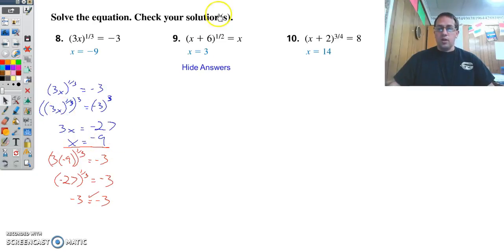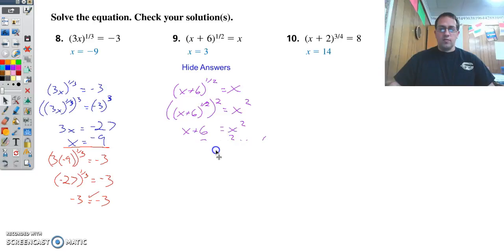So there it is. On the second one, let's take a look at this. Number 9. Again, we don't have to isolate the power because it's already all by itself. It doesn't have anything being added or multiplied to it outside here. So we can just take this, raise everything to the second power, the reciprocal of the exponent we're getting rid of. That gives us x plus 6 equals x squared.